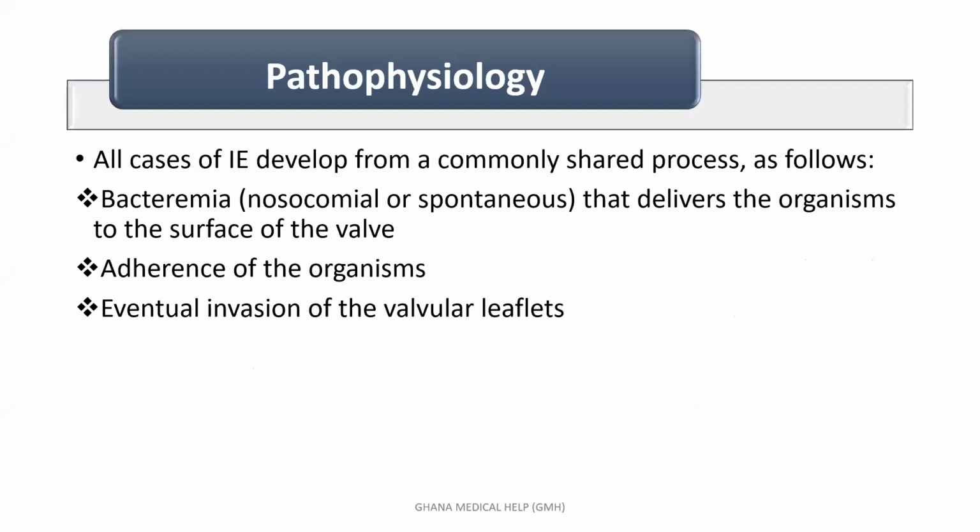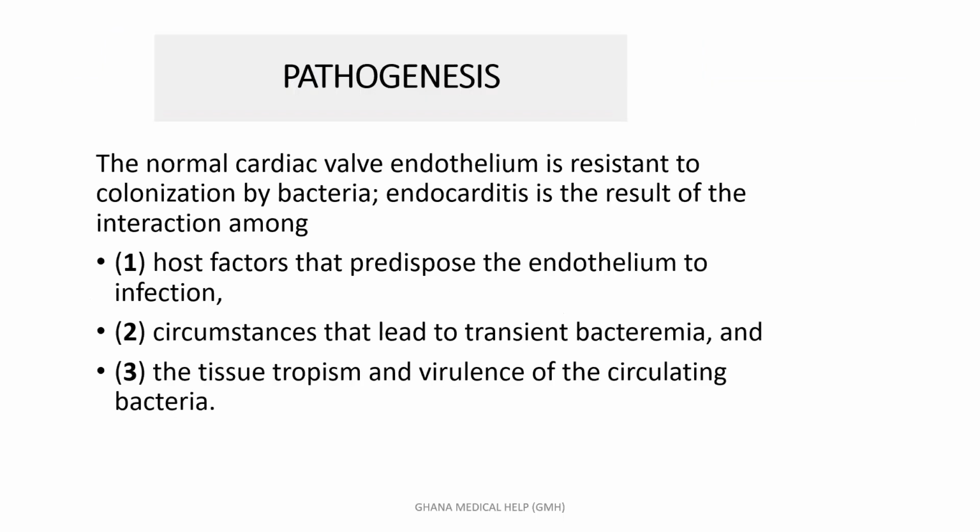So, pathophysiology. All cases of infective endocarditis develop from a commonly shared process as follows. There's a bacteremia, nosocomial or spontaneous, that delivers the organism to the surface of the valve. Then there's an adherence of the organisms, eventually invasion of the valvular leaflet. The normal cardiac valve endothelium is resistant to colonization by bacteria. Endocarditis is the result of the interaction among the host factors that predispose the endothelium to infection and the circumstances that lead to the transient bacteremia and the tissue tropism and virulence of the circulating bacteria.